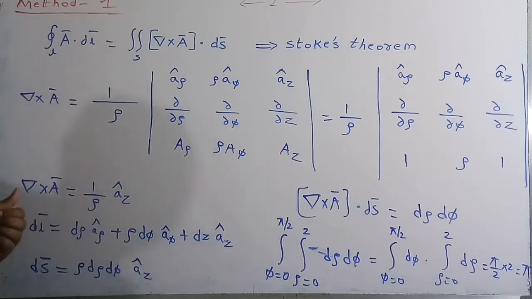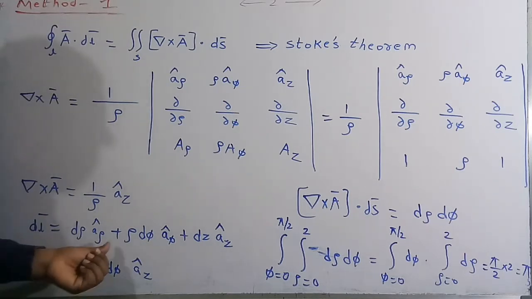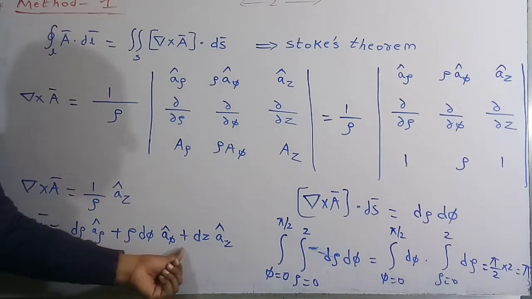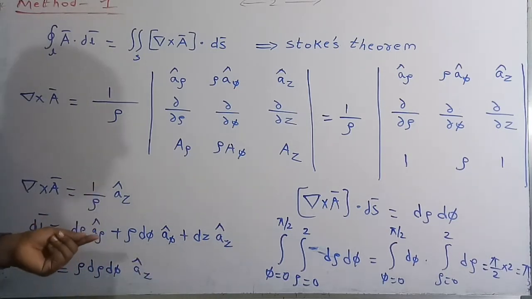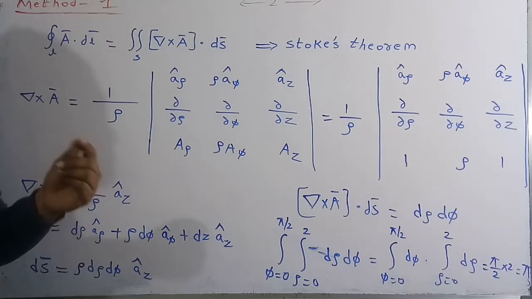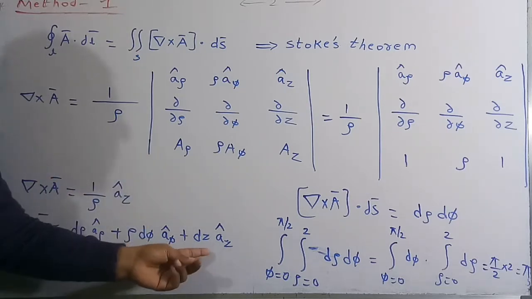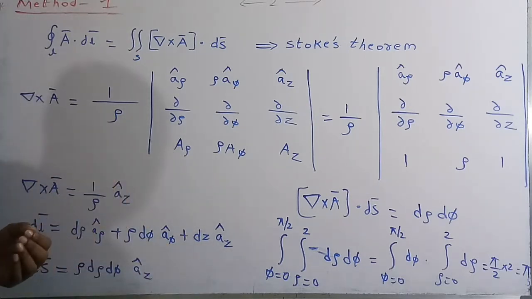Also here the incremental length in the cylindrical coordinate system is d rho a rho cap plus rho d phi a phi cap plus dz a z cap, where d rho is a small amount of change in the a rho direction, rho d phi is a small amount of change in the a phi direction, and dz is a small amount of change in the a z direction.